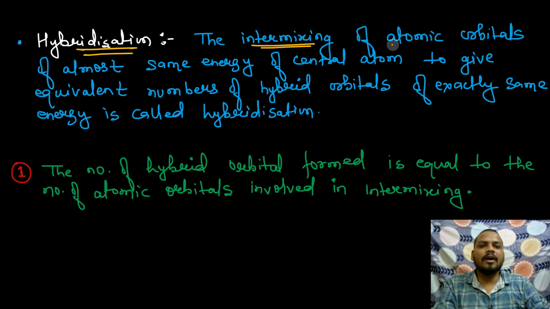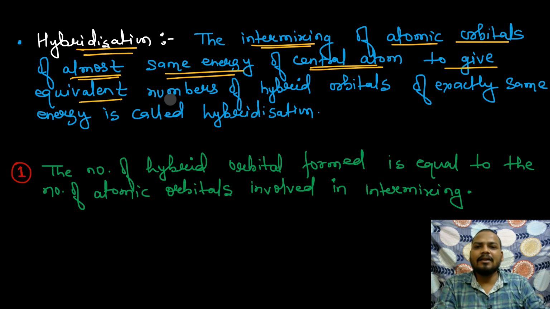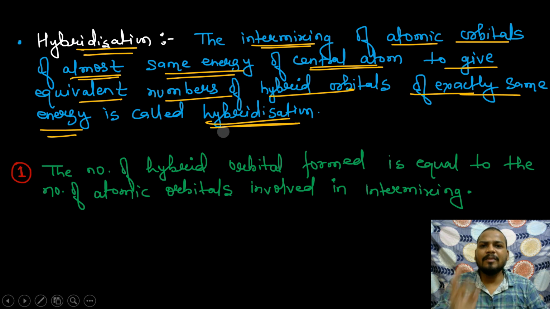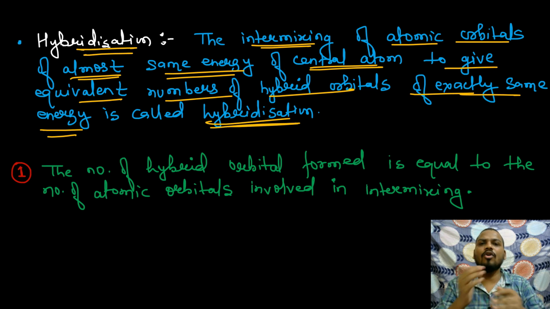Now, we will talk about what hybridization is. The intermixing of atomic orbitals of almost the same energy of the central atom to give an equivalent number of hybrid orbitals of exactly the same energy is called hybridization. Hybridization means intermixing of atomic orbitals of the central atom which have almost the same energy. After the intermixing, they will give the same number of hybrid orbitals. That is called hybridization.